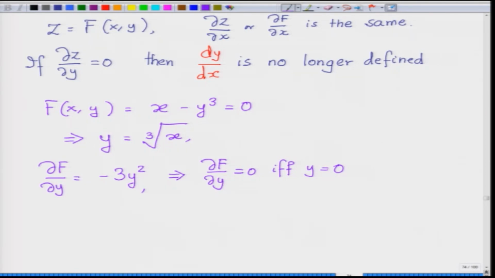But at y equal to 0, the function y equal to cube root of x, and y cube equal to x, does not have a derivative. You can check it out by drawing the graph, it is not differentiable. So, y equal to cube root of x is not differentiable at x equal to 0. So, when I put y equal to 0, of course, this is y cube equal to x. So, when y is 0, x is 0. So, this is not differentiable.